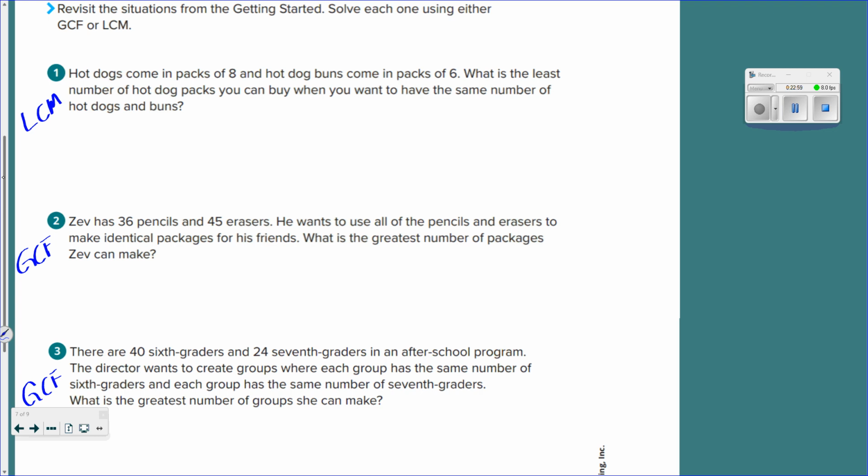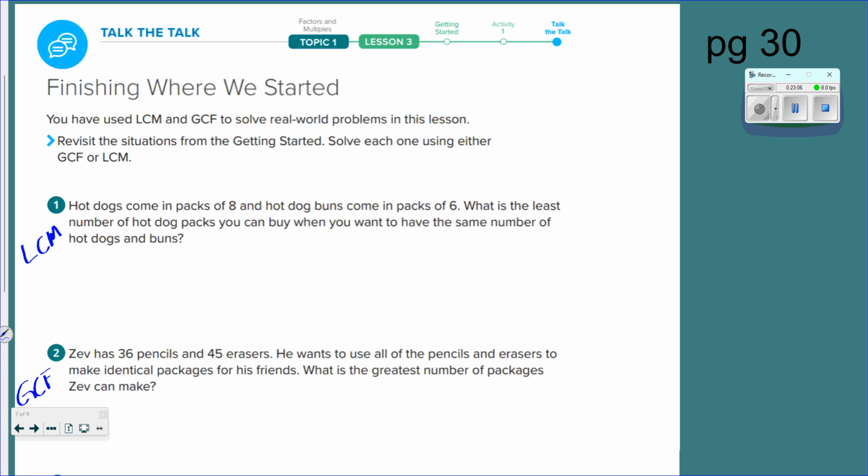Okay, guys, I've only got 2 minutes to get through this so we can get to the homework. I apologize in advance, I'm going quick. So we're revisiting and solving each one using GCF and LCM. We already made a note on which we're doing. Hot dogs come in packs of 8. Hot dog buns come in packs of 6. What is the least number of hot dog packs you can buy so we have the same number of hot dogs and buns?